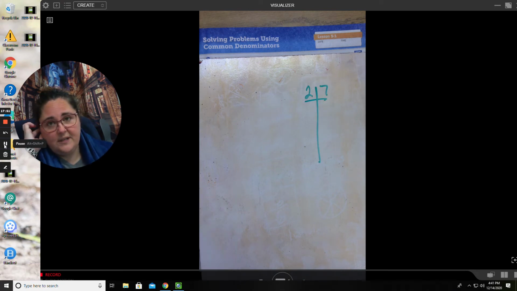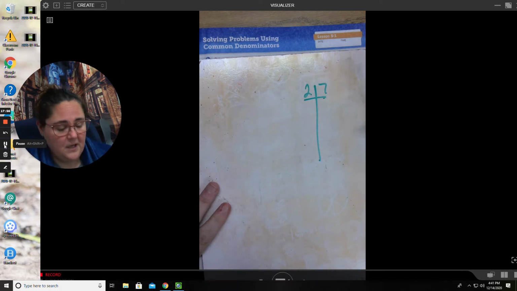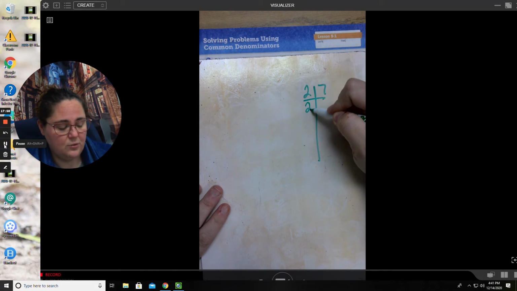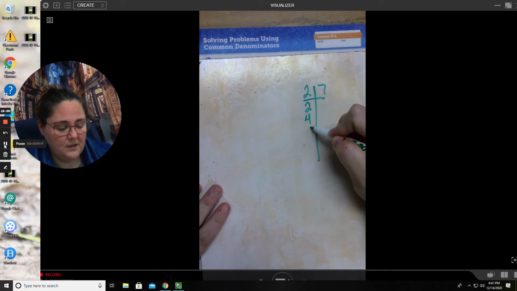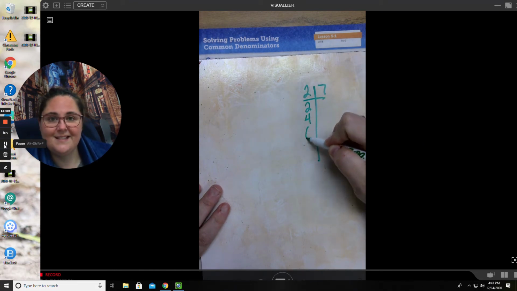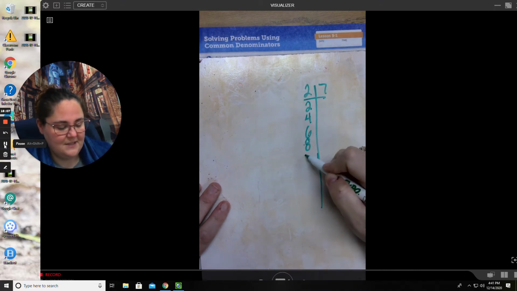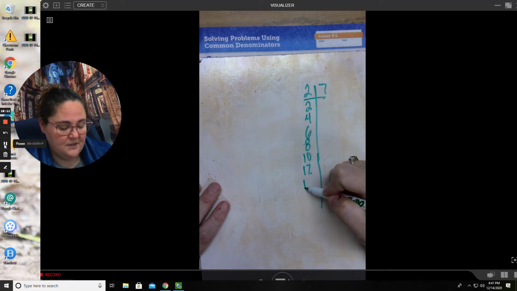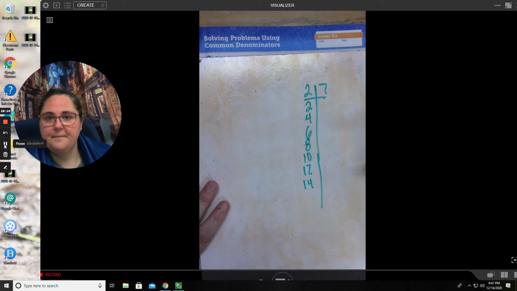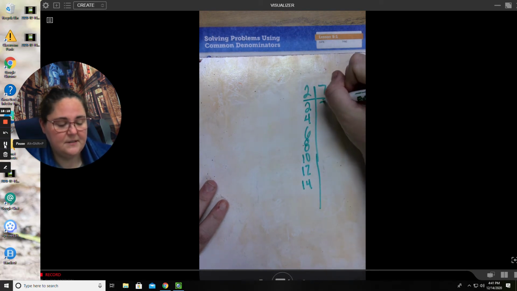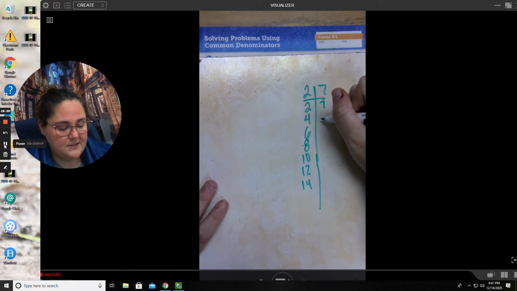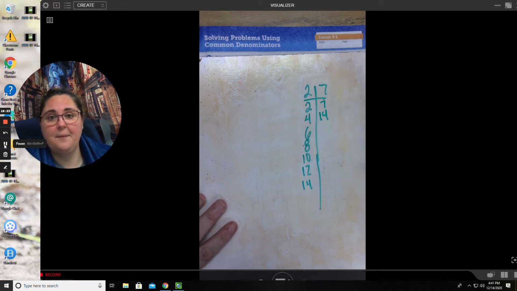So the way that you do this is you literally write your multiples in columns. 2 times 1 is 2. 2 times 2 is 4. 2 times 3 is 6. 2 times 4 is 8. 2 times 5 is 10. 2 times 6 is 12. 2 times 7 is 14. Then you write your multiples of your next number. 7 times 1 is 7. 7 times 2 is 14. And I'm going to stop there.